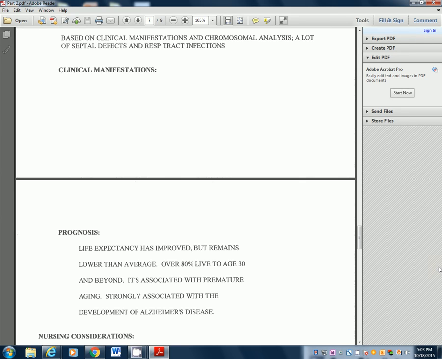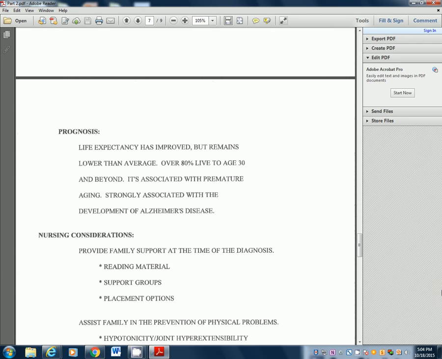Usually they will do what's called the triple test. They will do an alpha-fetoprotein. Usually it will be decreased with Down syndrome. You'll have a high HCG level, and they'll also do an amnio. So they will look for different types, and again, a lot of it is based upon clinical manifestations too.